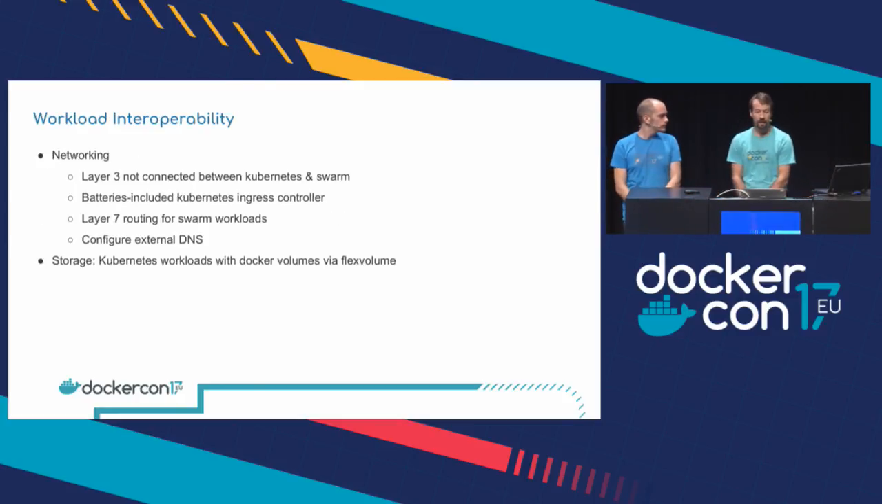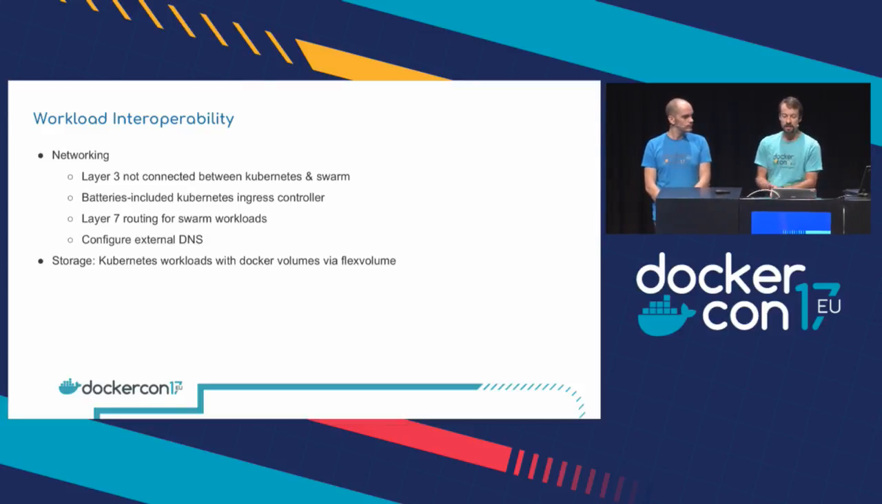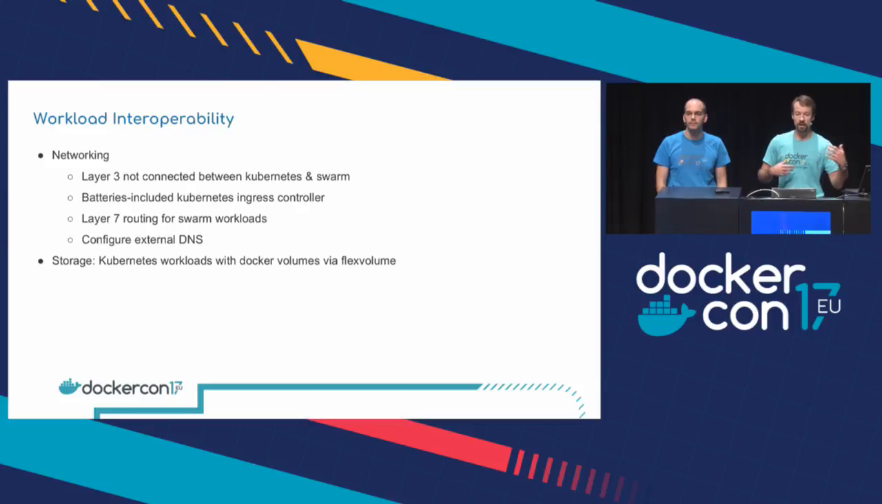Cool. Thanks, Alex. All right, so let's talk a little bit more about workload interoperability. Two other topics that I think are interesting to talk about are networking and storage. Specifically on networking, we are not planning to tie the layer 3 networking together between the orchestrators. What that basically means is your Kubernetes pods and your Swarm services will not share the same IP subnet, and they will not be talking directly together at the IP level. What we are recommending is using layer 7 as the bridge point between your workloads if you have a stack that needs to talk between Swarm and Kubernetes workloads.